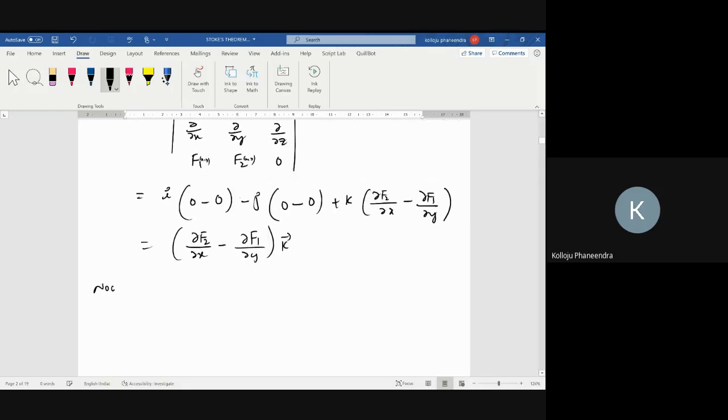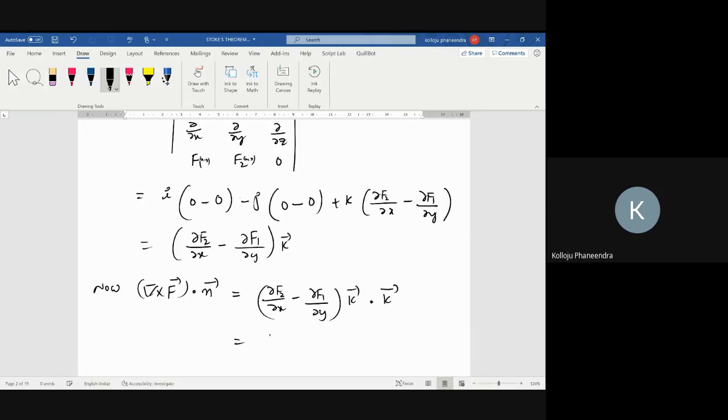Now, what is the value on the right side of Stokes theorem? Del cross F bar dot n bar. So what is this value? (dou F2 by dou x minus dou F1 by dou y) k bar dot, what is n bar also?